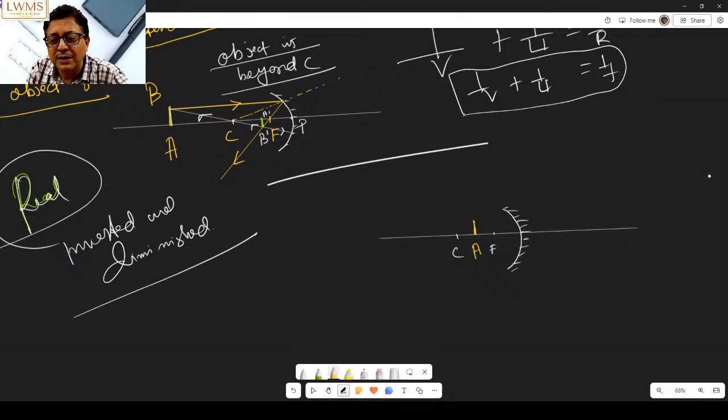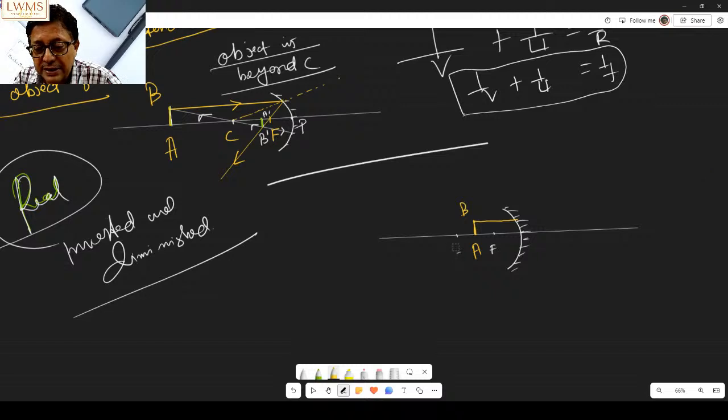What is the principle? Here we will send a ray. No, it was beyond C. Image is formed here. We are keeping the object now between C and F. Image will be formed beyond C. How is it formed beyond C? What do you have to do there? This is B. AB is the object. What to do? The first step, send a ray parallel to the principal axis.